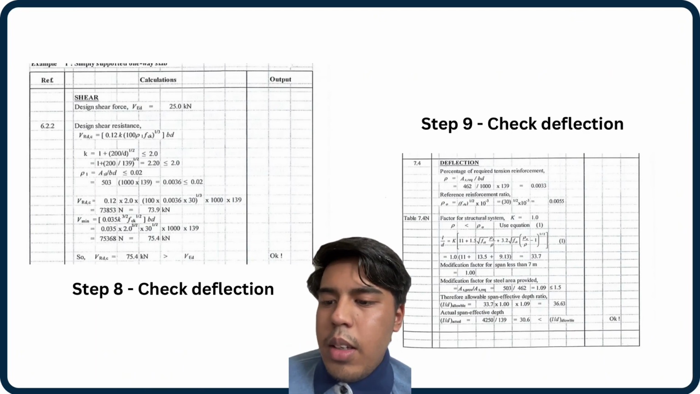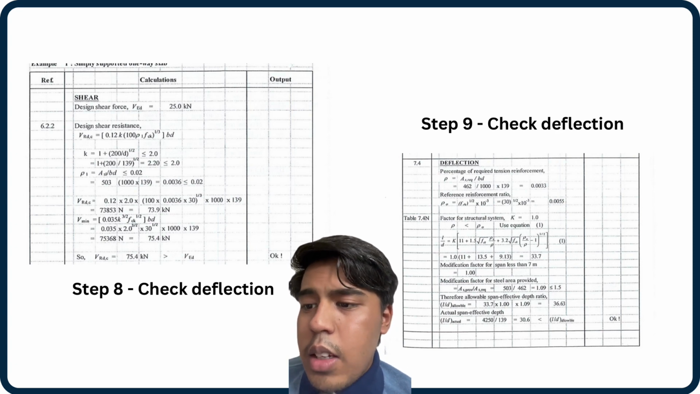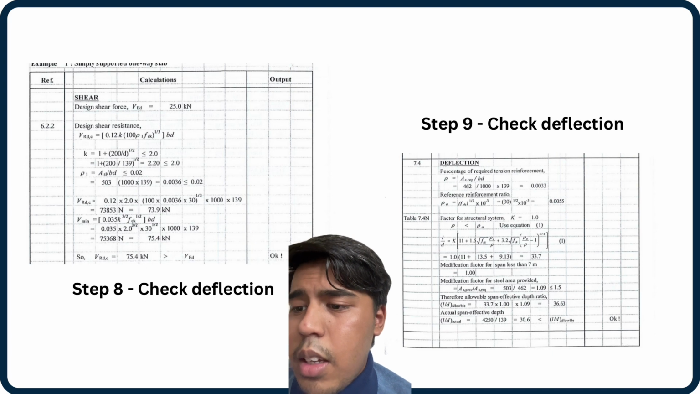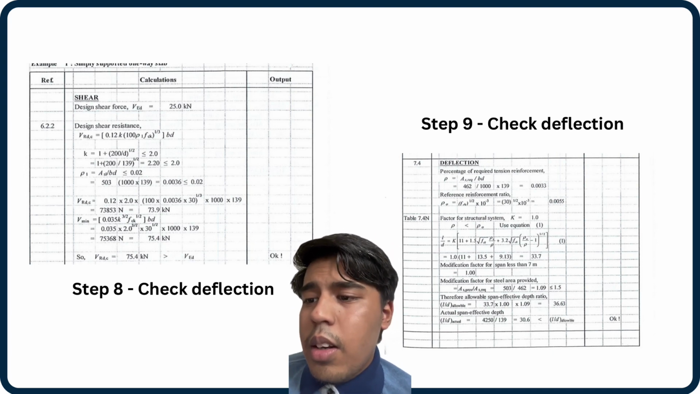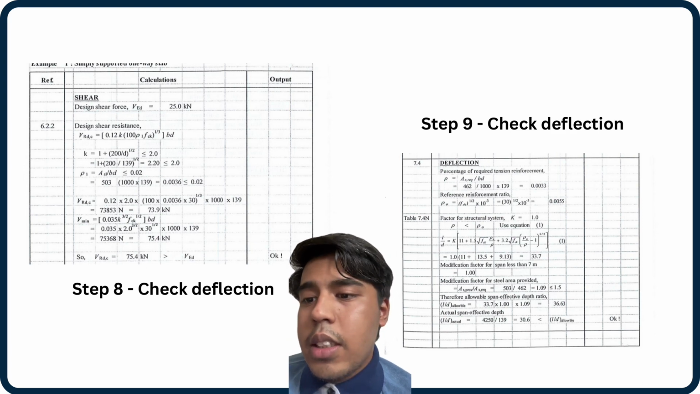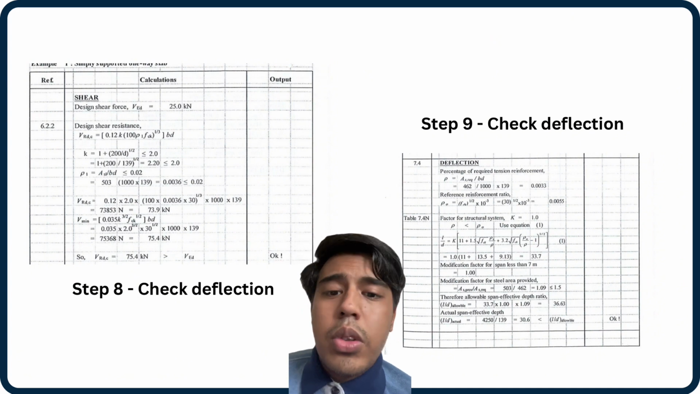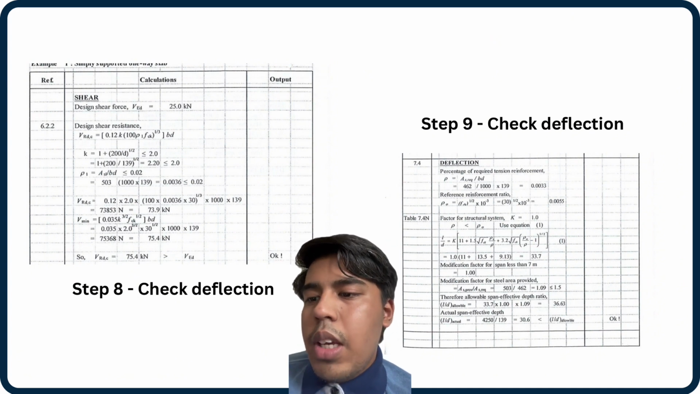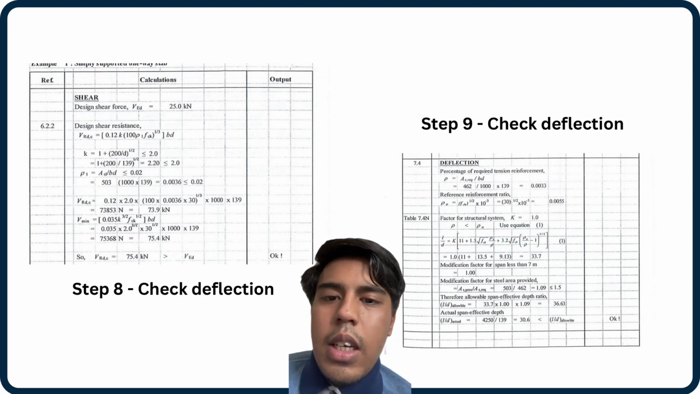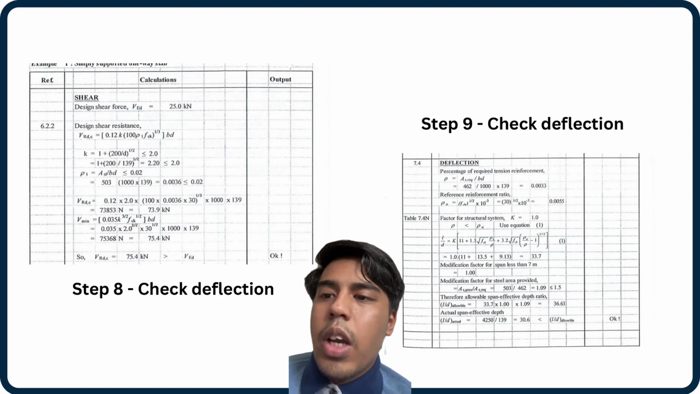Next is step 8, that is check shear. So design shear force VED equals 25 kilonewton. Design shear resistance VRDC uses the formula given, and the value of K is 2.20, which is more than 2, so K is taken as 2. The value of P1 equals 0.0036, which is less than 0.02. VRDC equals 73.9 kilonewton, and V min equals 75.4 kilonewton. So VRDC 75.4 kilonewton is more than VED 25 kilonewton, so the check is okay.